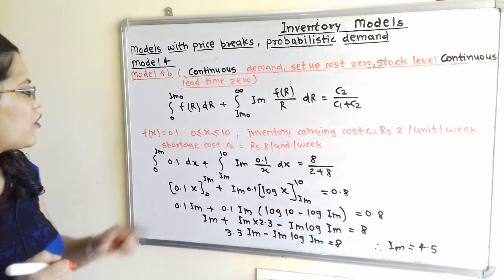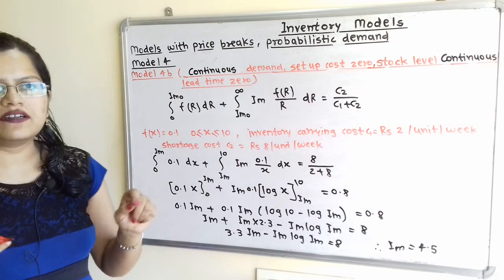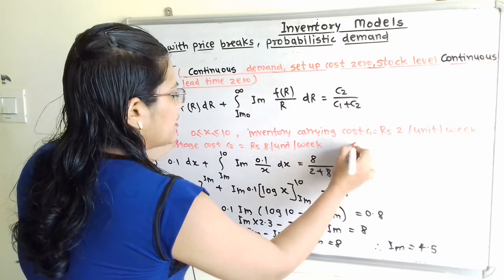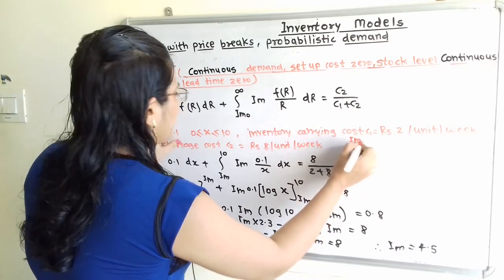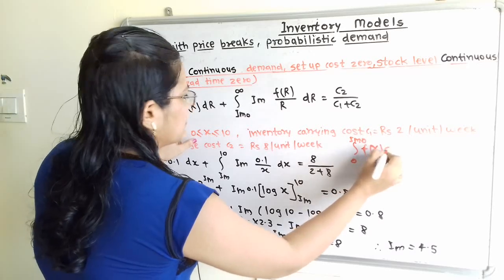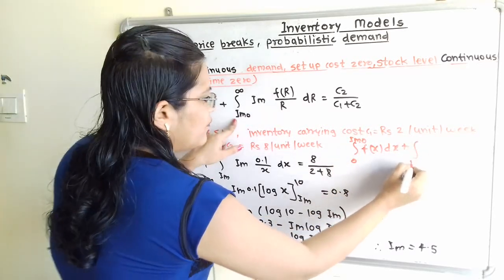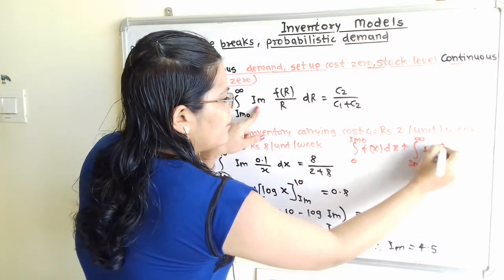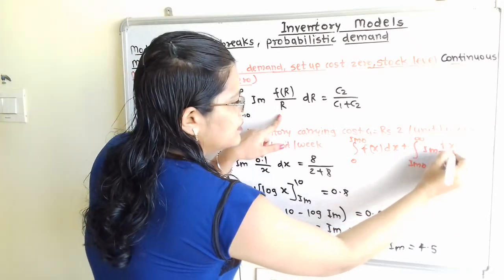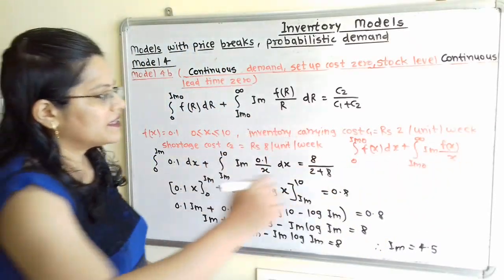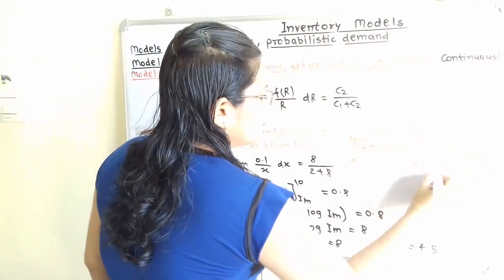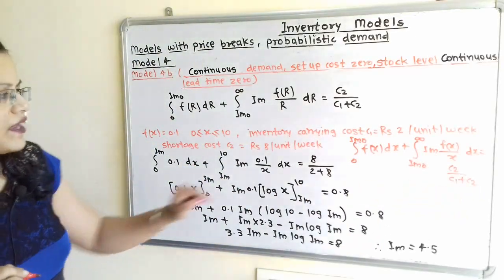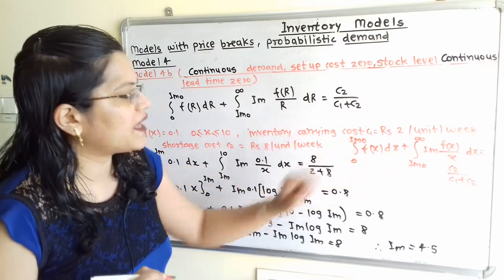So we will rewrite this formula, because in the question x is mentioned instead of r. So how can I rewrite it? I will write integration of 0 to Im of f(x) dx plus integration of Im to infinity of Im f(x) by x dx, because instead of r we have to consider x, is equal to C2 divided by C1 plus C2. Now we will put in the values, so we can find the value of Im.